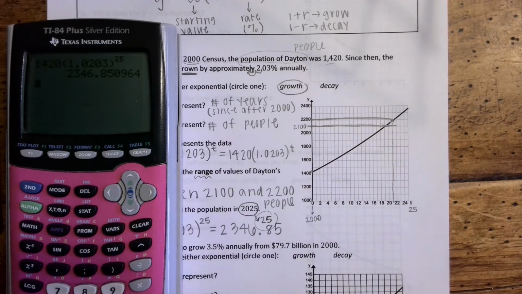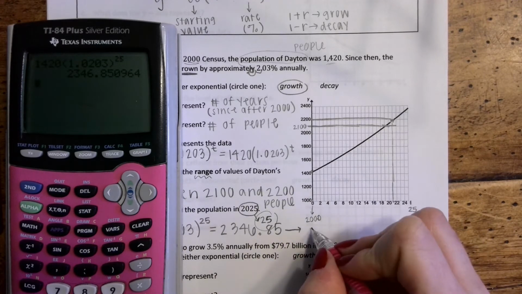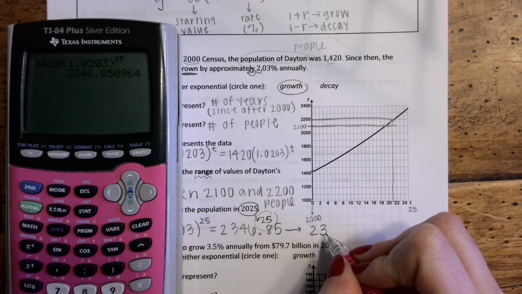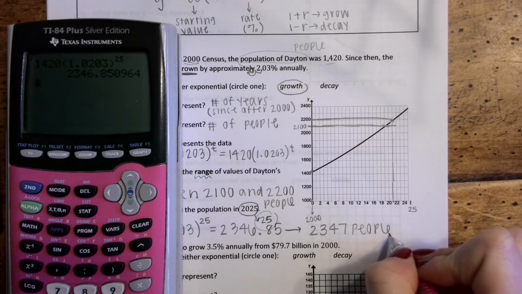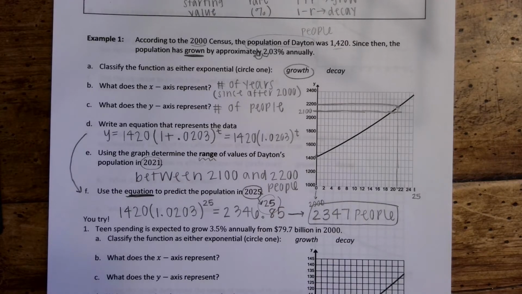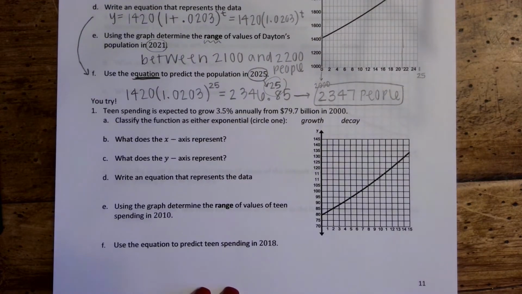2,346.85. Now, because this is talking about people, I can't have 0.85 of a person. That just doesn't make sense. So for my final answer, I'm going to round this up to 2,347 people. Go ahead and pause your video. I want you to try the next problem here.